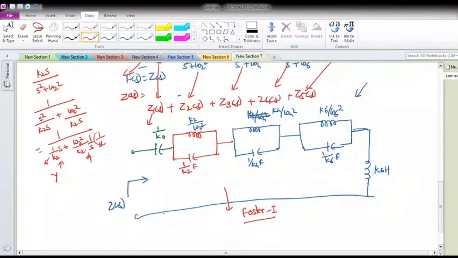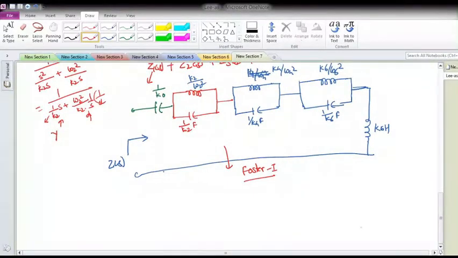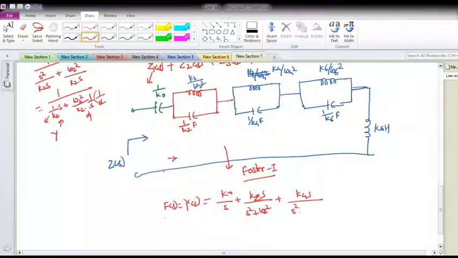Okay, now if F(s) is admittance, here what we have considered, F(s) was impedance, and the form was like this. Now let me consider F(s) is admittance. So if F(s) is admittance, the same way you can write K0/S plus K2S/(S² + ω2²) plus K4S/(S² + ω4²) plus K6S/(S² + ω6²) plus K∞S.